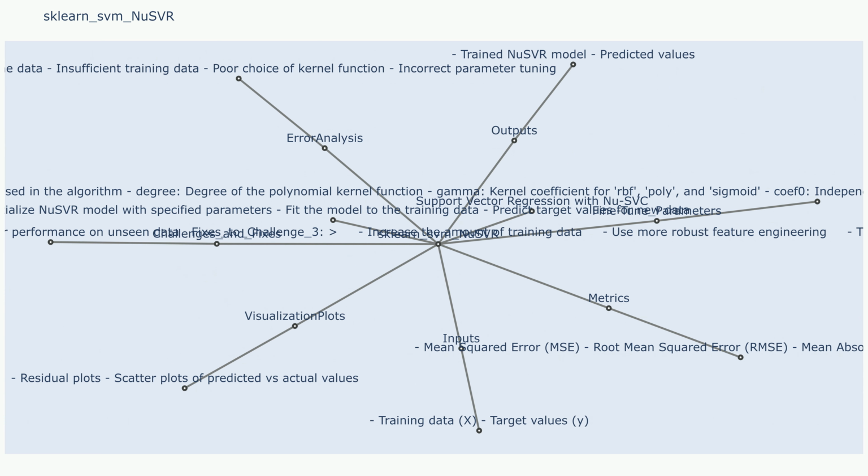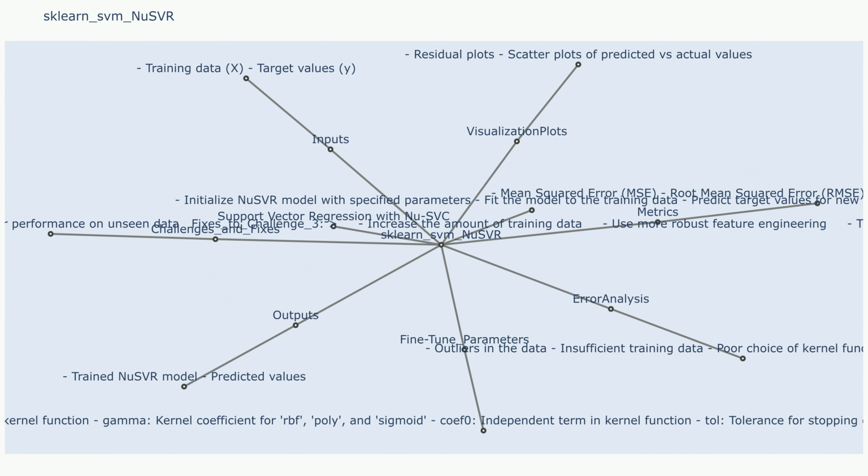Steps: Data preparation: the data is first prepared, which involves scaling features and handling missing values if necessary. Model training: the NuSVR model is trained on the prepared data using the fit method. Prediction: once the model is trained, it can be used to make predictions on new data using the predict method.